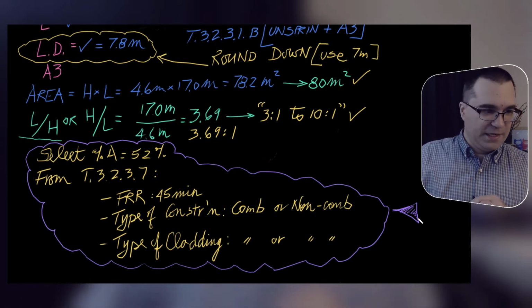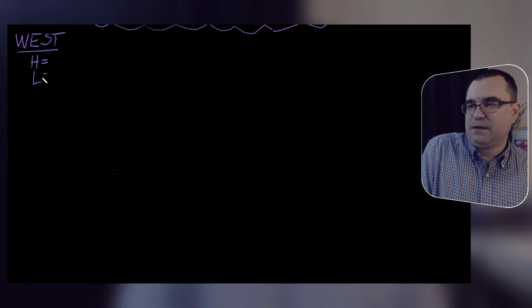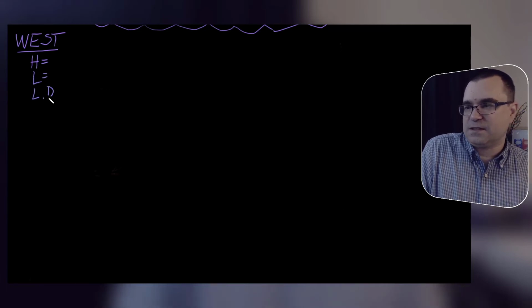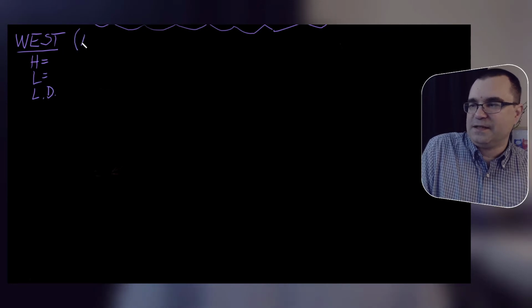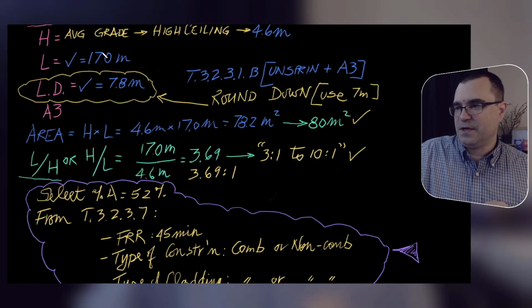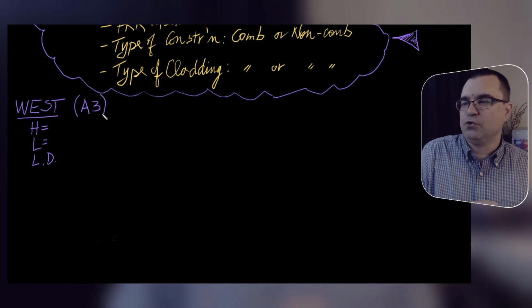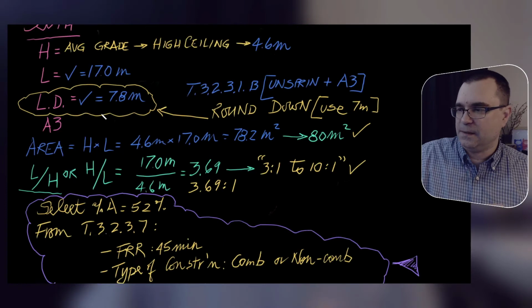The final face we're going to be working on is going to be the west face, so let's do that right here. West. And we're going to do the same thing. Okay, we're going to figure out the H, L, distance, with a reminder that again, this is an A3 occupancy, right? So yeah, A3 occupancy. Well, let's go look at the west face, HL and limiting distance.